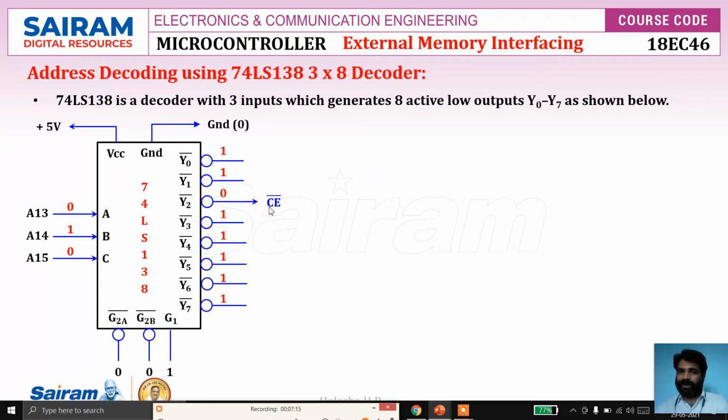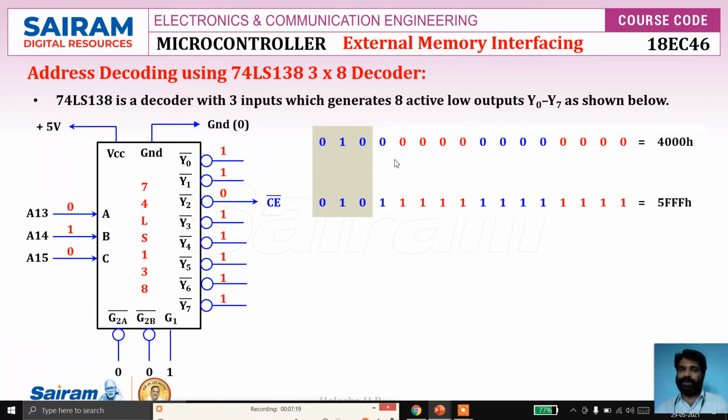Then this Y2 is connected to chip enable. So the address range becomes this. See, here the unused address lines are 0 1 0. It is the same up to the last address, and here the starting address is 0100 0000 0000 0000 with 13 zeros, and the last is 1 followed by 13 ones. So in hexadecimal it is 4000H to 5FFFH.